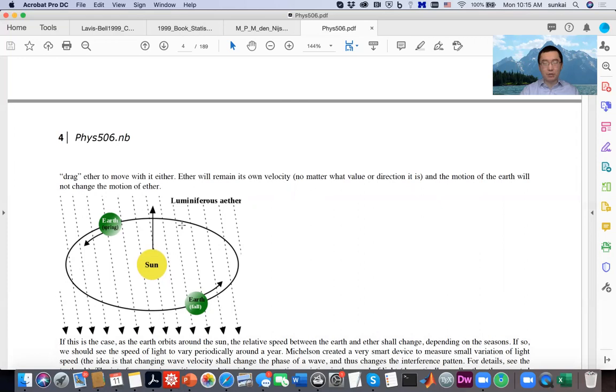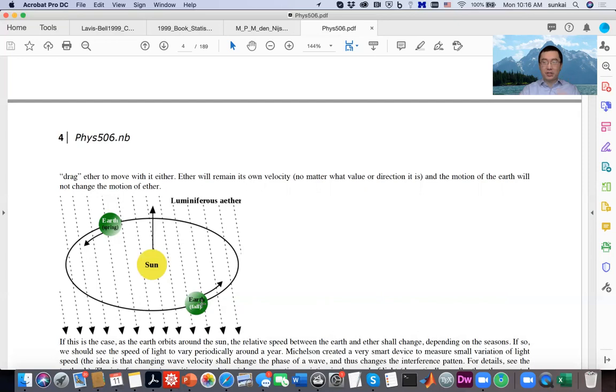And that relative speed change should lead to, if the speed of light is relative to ether, then when we measure it on Earth, because the relative speed of Earth and the ether is changing, we should observe the speed of light changing, when Earth is here or when Earth is there.